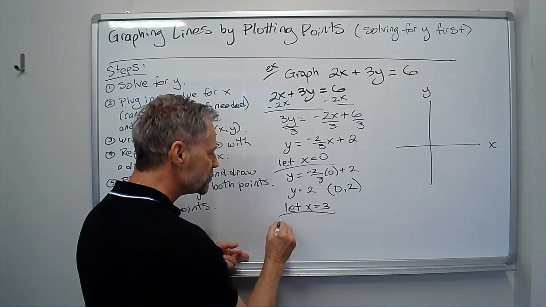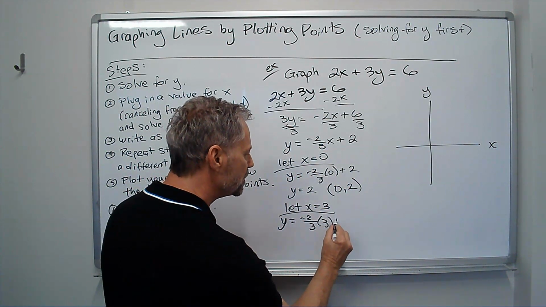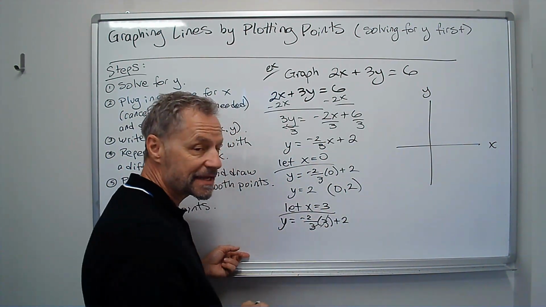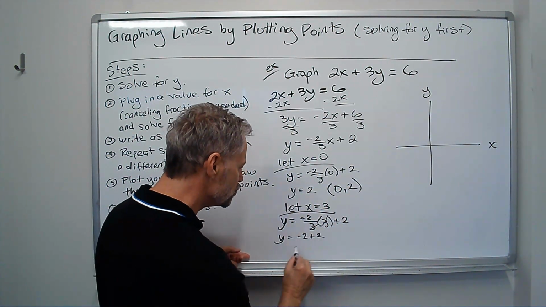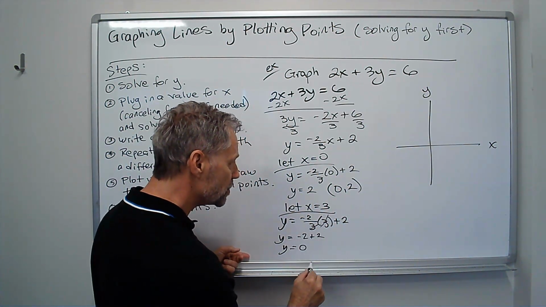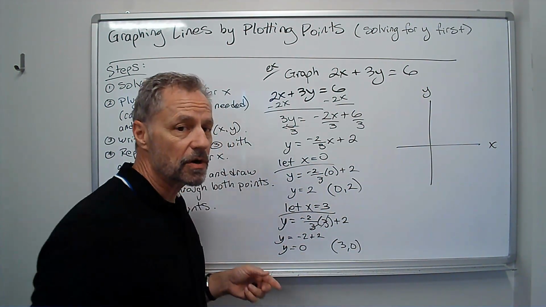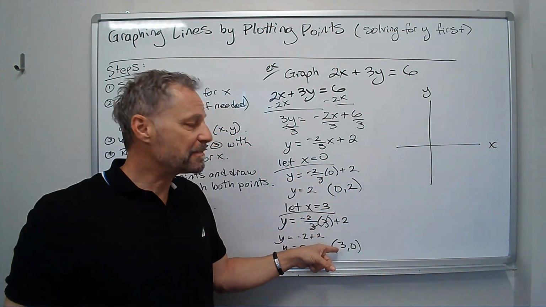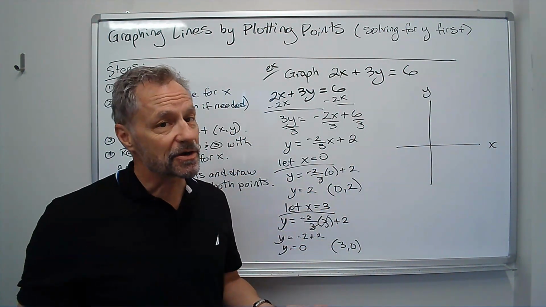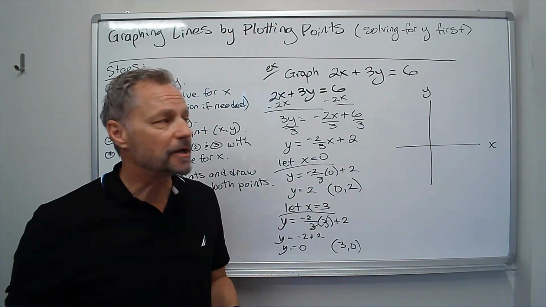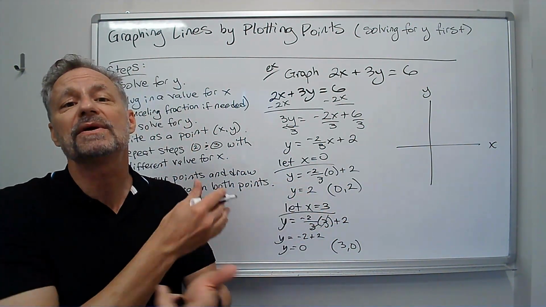Well, if I do that, I get y equals negative 2/3 times 3 plus 2, and these 3's cancel out. So now I just get y is negative 2 plus 2, y is 0, which says, hey, when x was 3, y was 0. These just happen to be the exact same points I used in my last video. It's not always going to work that way, but often it will. Okay, so I just plot these 2 points, draw my line, label my points, I'm done.